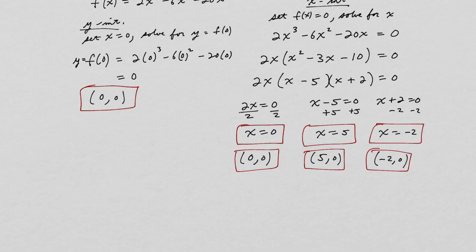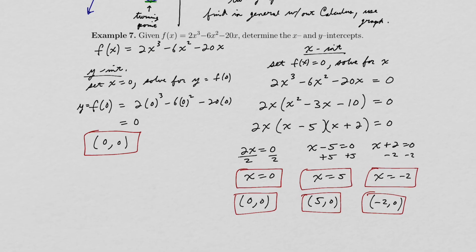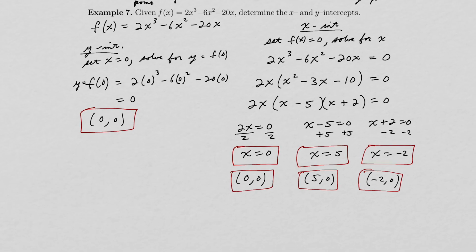Okay. What if we wanted to know the end behavior? It didn't ask, but let's do it anyways. The long run behavior of this function would only depend on the leading term, which is 2x cubed. So this polynomial, just in regards to end behavior, looks like just the leading term, 2x cubed.